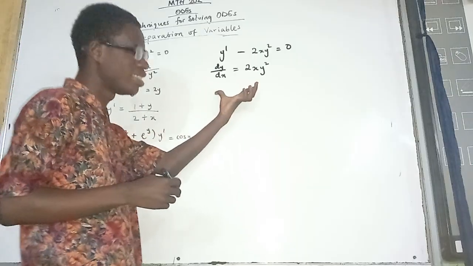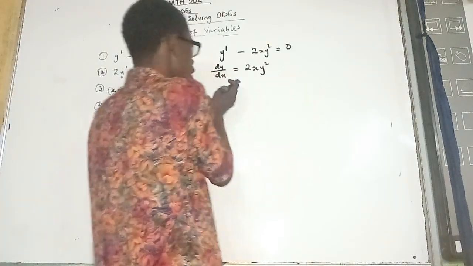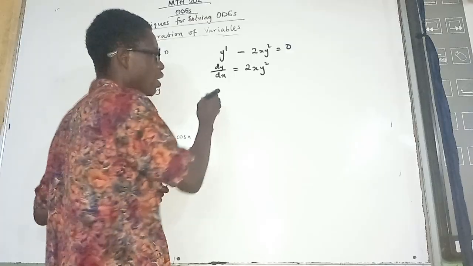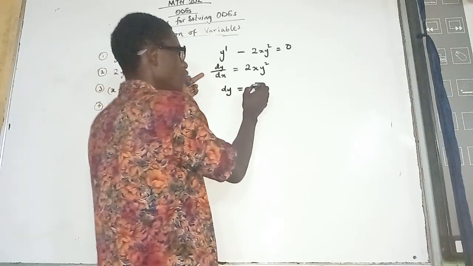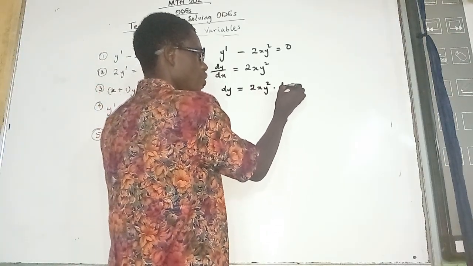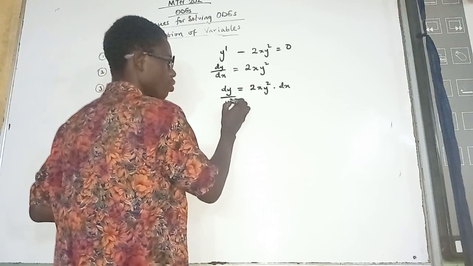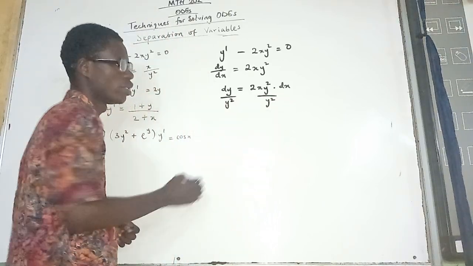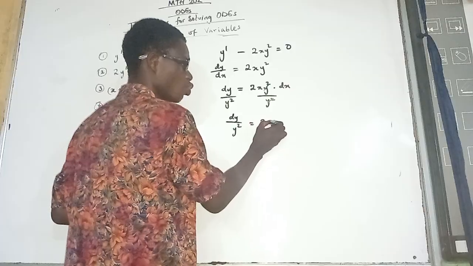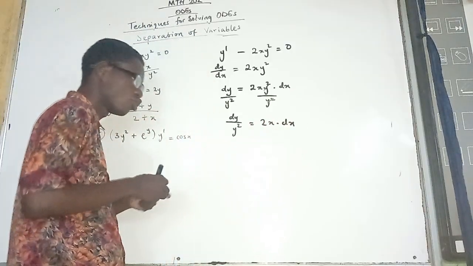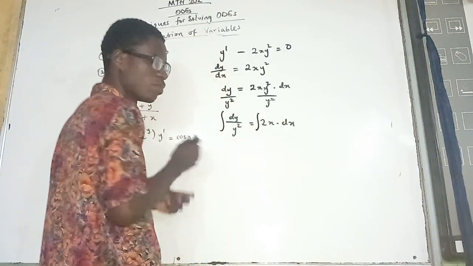What do I do now? I want to separate this, every function of y on one side, every function of x on the other side. I can easily bring my dx to this side by multiplying through by dx. So I have dy equals 2xy squared dx. To bring the y away from this side, I divide both sides by y squared. This cancels, and we have dy over y squared equals 2x dx. Now I have functions of y on one side and functions of x on the other side. So I integrate both sides to get my y.